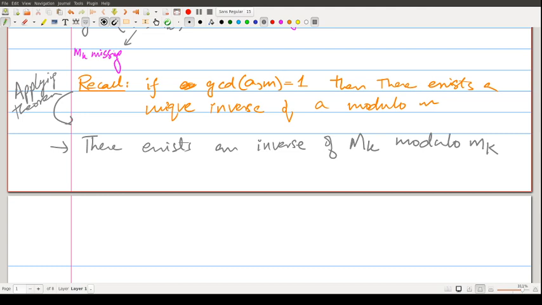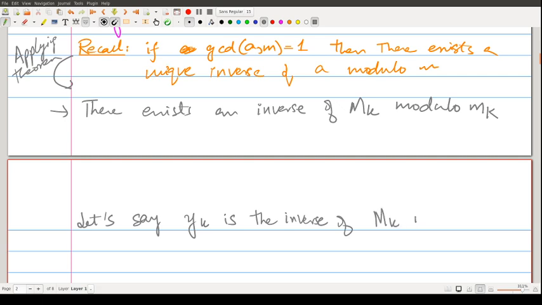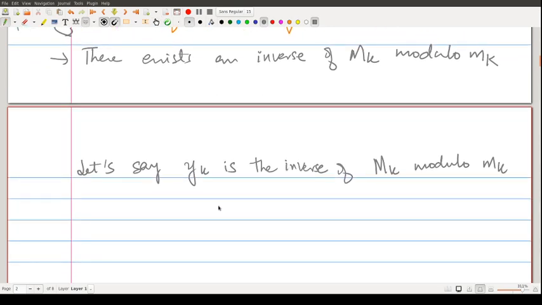All right. At this point, we're ready to make these inverses. Let's construct them. Since we know that an inverse exists, let's say yk is the inverse of capital Mk modulo small mk. In other words, capital Mk multiplied by yk is congruent to 1 mod small mk. That's what it means to have an inverse.